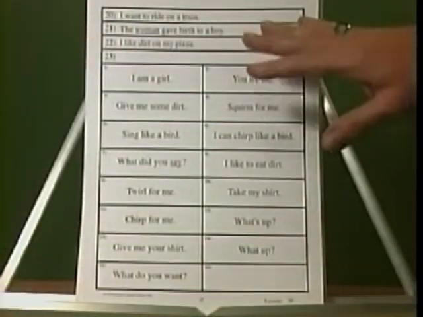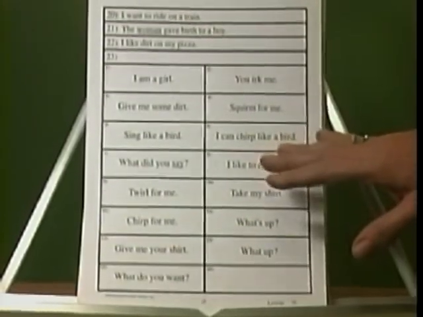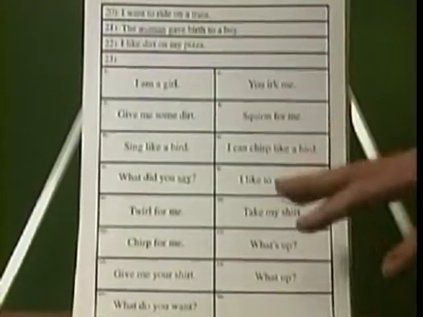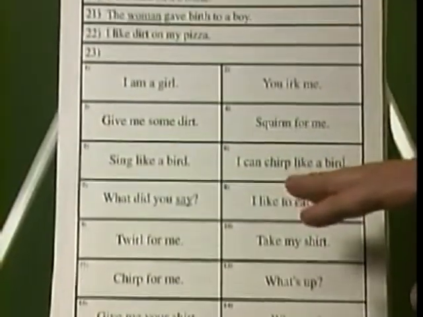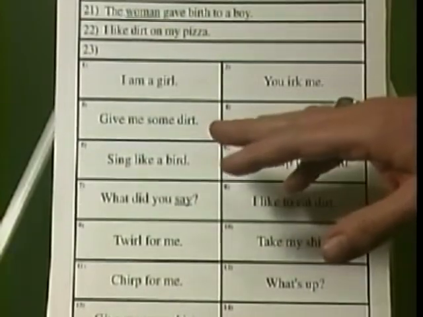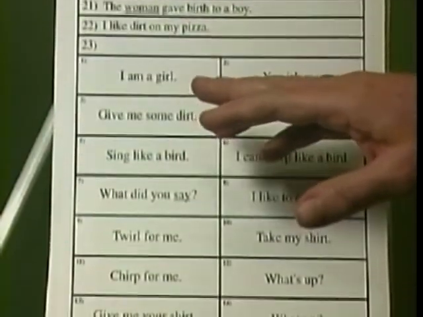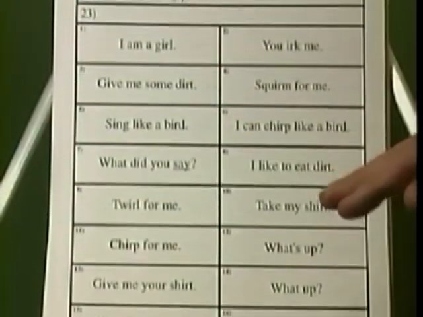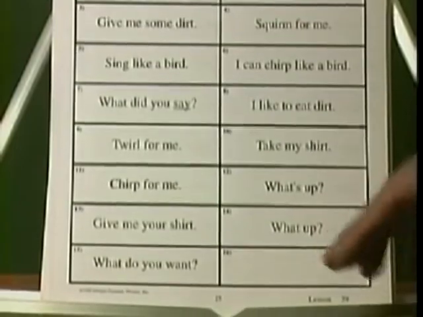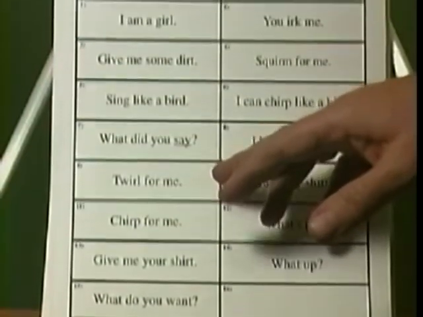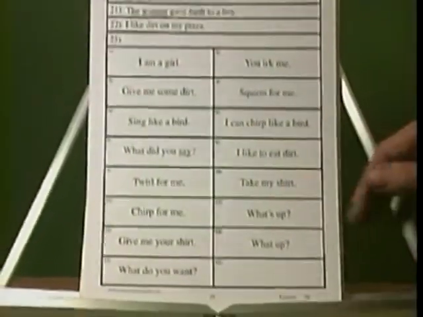Now these sentences, which are in these bigger boxes here, which are in almost every lesson, is a lot of times where the silliness is and the play acting stuff comes from. Give me some dirt, I'll give somebody some dirt that day. I am a girl. It's pretty funny if you're a boy reading that. And there's various other things on here. What's up? What up? Chirp for me. Twirl for me. So it's very action-oriented things you can do. And this is one of the earlier lessons.